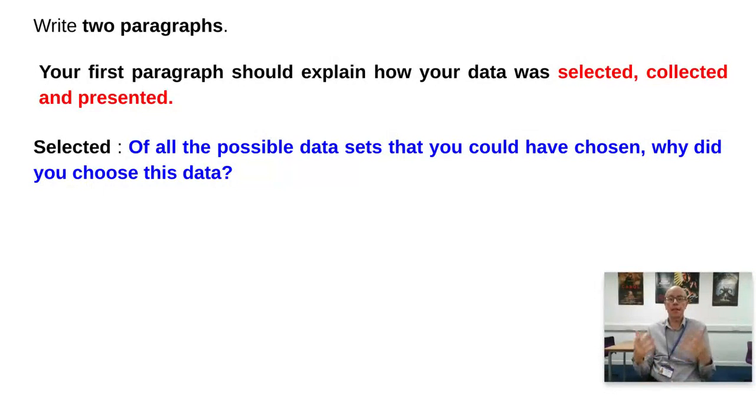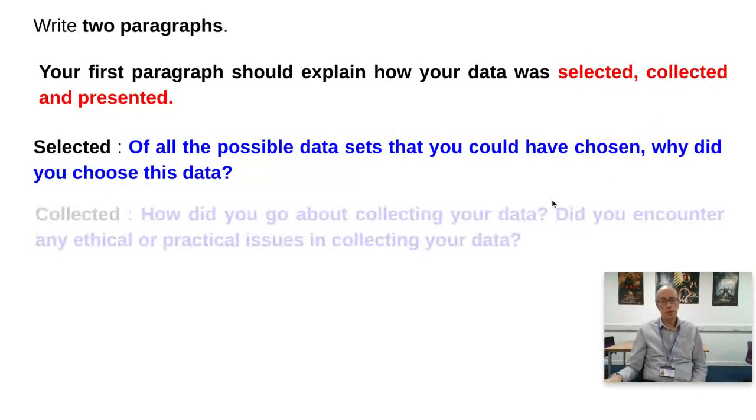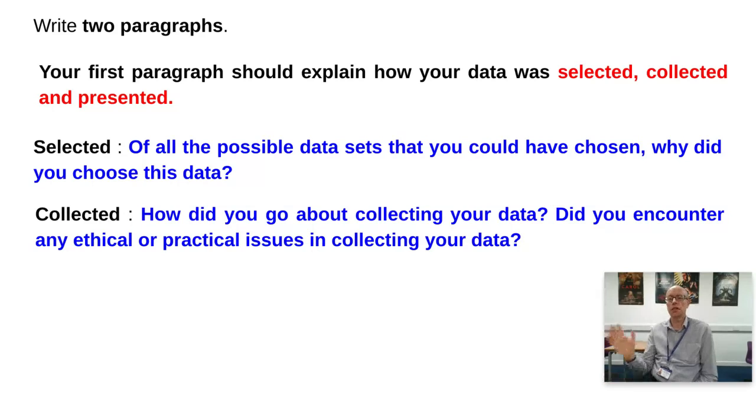So if, for example, you're looking at the language of comedy in Friends, why have you chosen that particular episode? And why have you chosen those particular scenes in that episode? You want to give the impression that your choice wasn't random, that there was some kind of devious selection criteria that you undertook. Okay, so that's the first bit. The next bit is, how did you go about collecting your data? And did you encounter any sorts of ethical or practical issues in collecting your data?